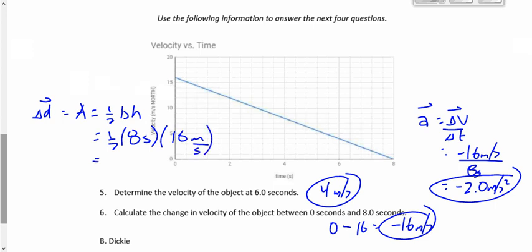How is it that when we calculate an area, we get displacement? Take a look at this. The base is seconds, the height is meters per second. Seconds cancel, and I'm left with meters. That's displacement, right? Half of 8 times 16 is 64 meters is my displacement.